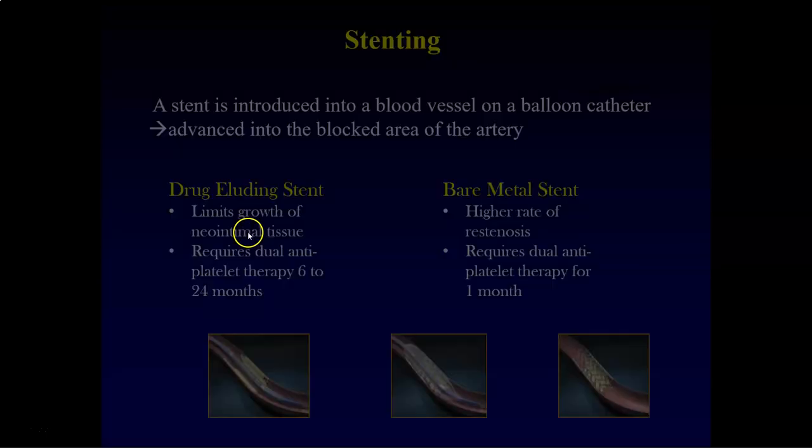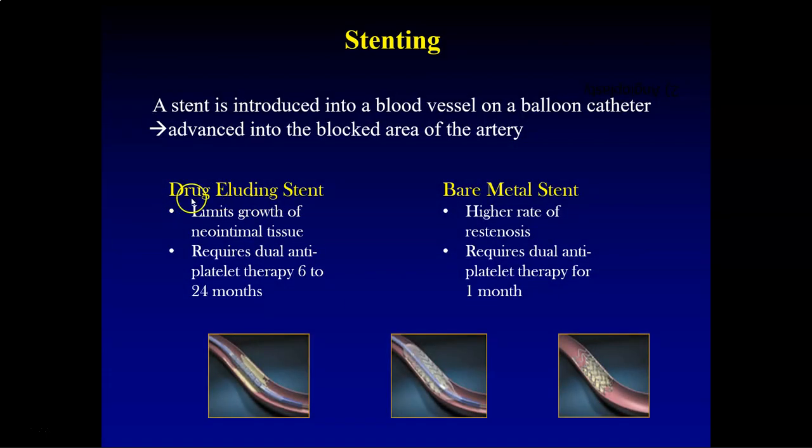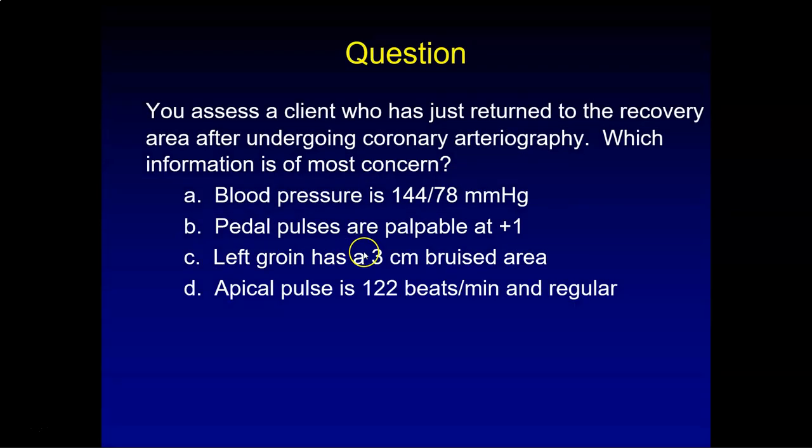Okay, keep that in mind. 100% a test question there. What's the difference between the two? Which is the better of the two? Definitely the drug-eluting stent. You must be on anticoagulant therapy from 6 months to 24 months. Wink, wink, shooting star, that one right there.